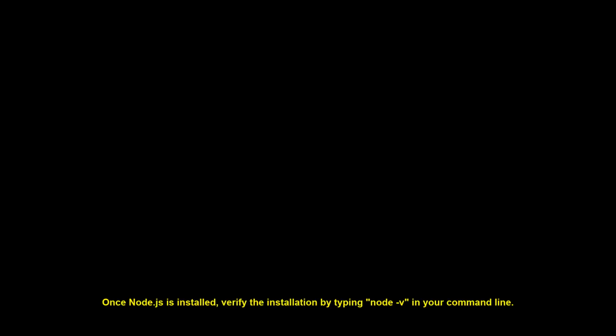Once Node.js is installed, verify the installation by typing node -v in your command line. This command will display the Node.js version if it installed correctly.